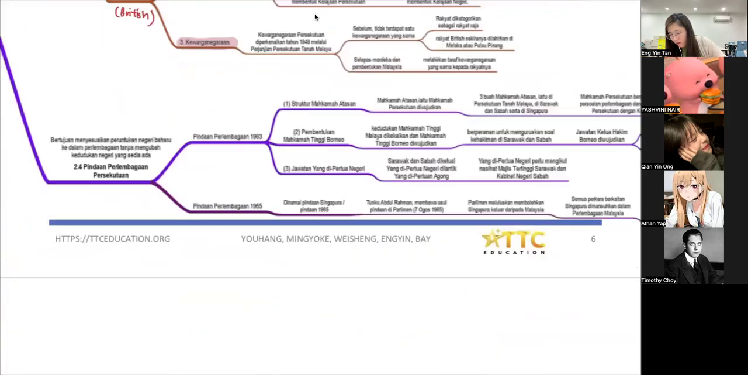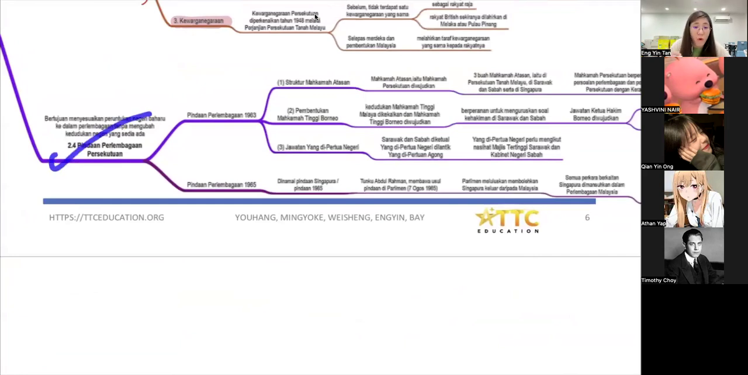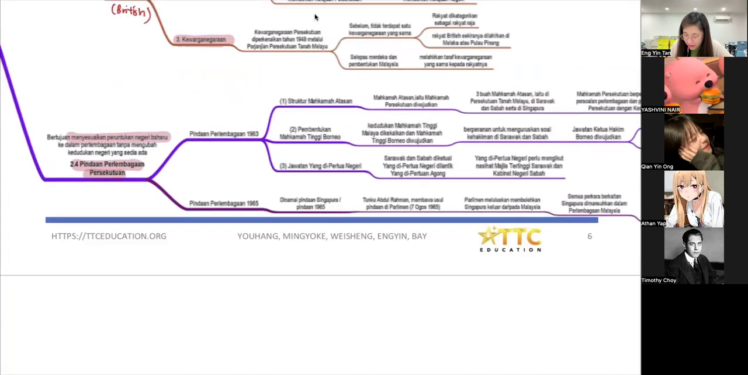Yeah? So if everybody is good, let's look at 2.4 over here. The last one here, very easy. You just need to remember, it is the changes. I told you, something changed in our country. That's why we need to adapt. Menyesuaikan peruntukan negeri baru ke dalam perlembagaan, tanpa mengubah kedudukan negeri yang sedia ada. We need to adapt to the new situation without changing the current benefit, current status.